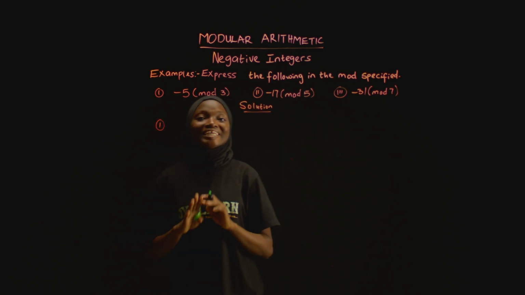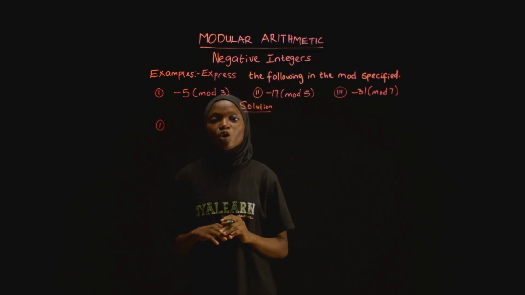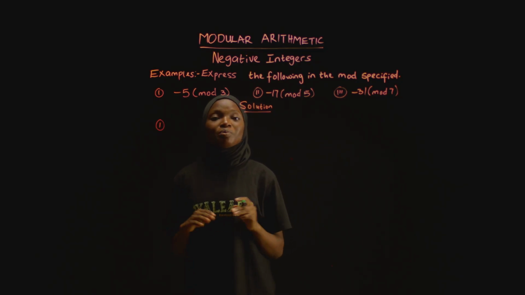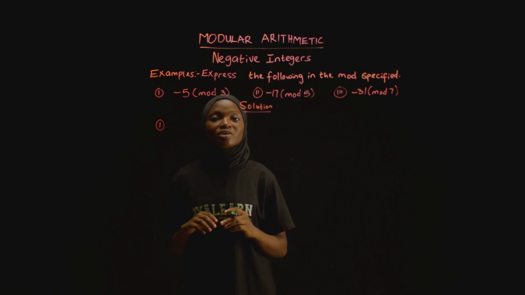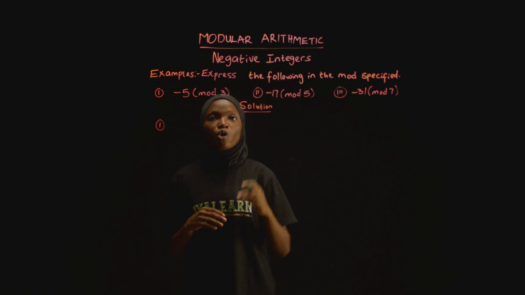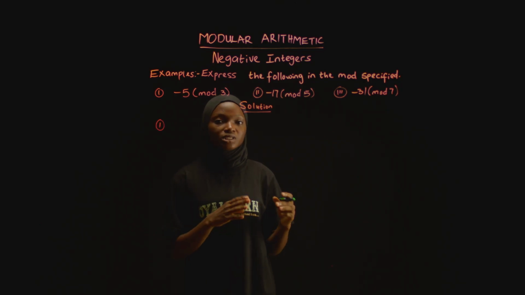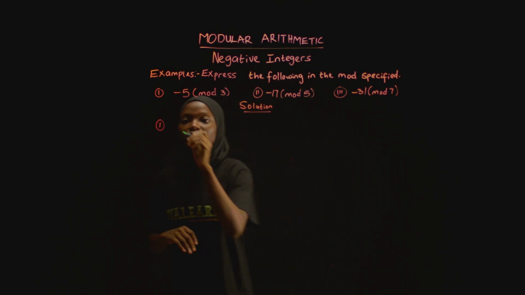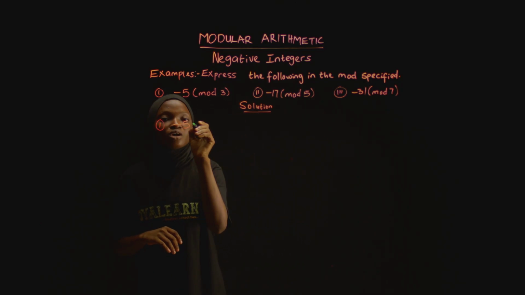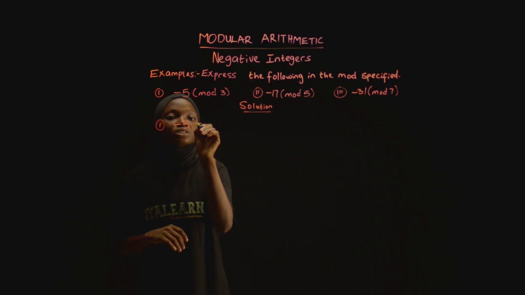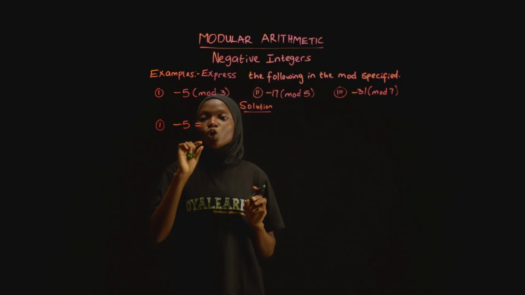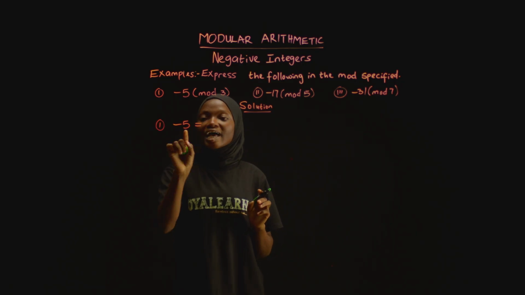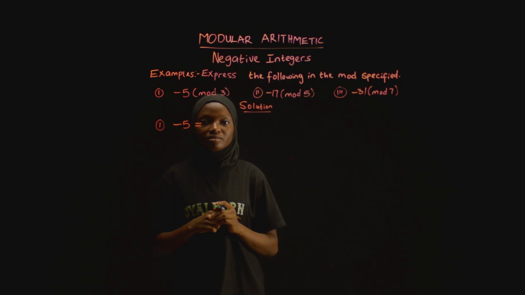To express any negative integer in different moduli, what we have to do is express that specific number as a sum of the next multiple of the mod plus a positive integer. Let's look at the first example, -5. We have to express this -5 in mod 3. The first thing we have to do is look for the next multiple of 3 after 5. The next multiple of 3 after 5 is 6.